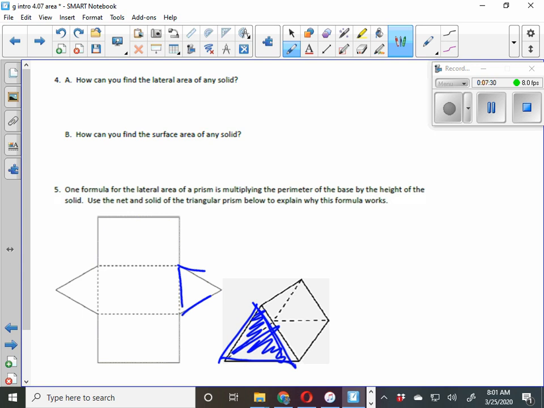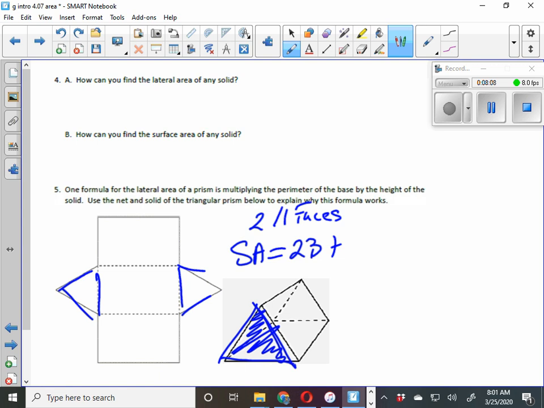Okay, you have to have 2 parallel faces to be a prism. So the base has to be the triangle, not this rectangle. The rectangle is not the base. Okay. Again, we've seen this. We know that the surface area for this is going to be the area of 2 bases plus, right? That's these 2 here, plus that large rectangle.